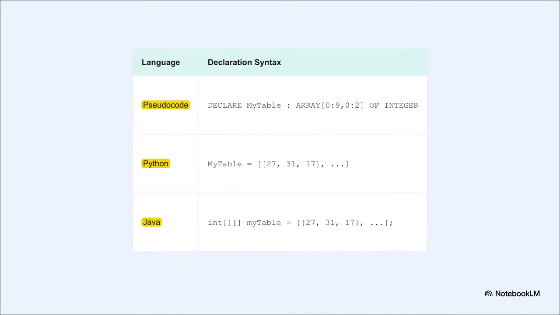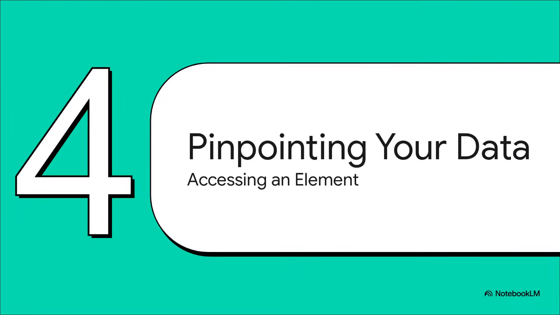Python and Java, on the other hand, are a bit more visual. We literally create a list of lists. See how each inner list, like 27, 31, 17, is just one row in our grid? You can almost see the table right there in the code. Okay, so we've built our grid, we filled it up with data. Awesome. The next essential skill is knowing how to pull a specific piece of data back out. How do we pinpoint one exact value in this whole sea of numbers?